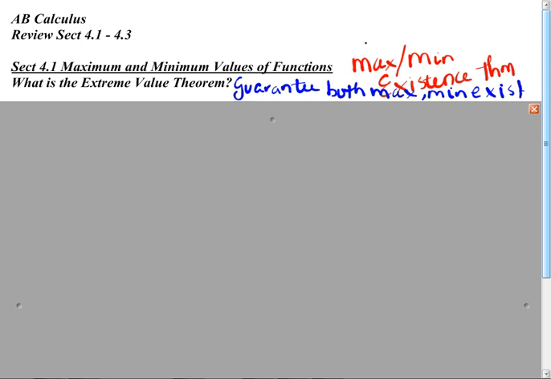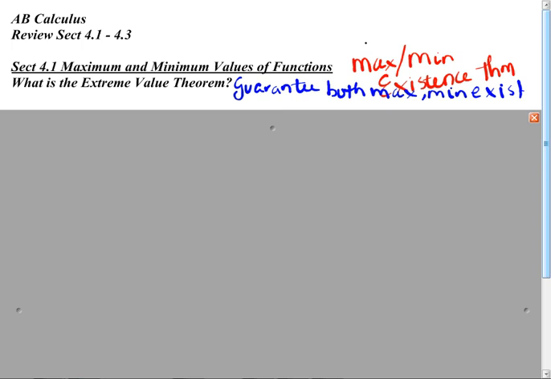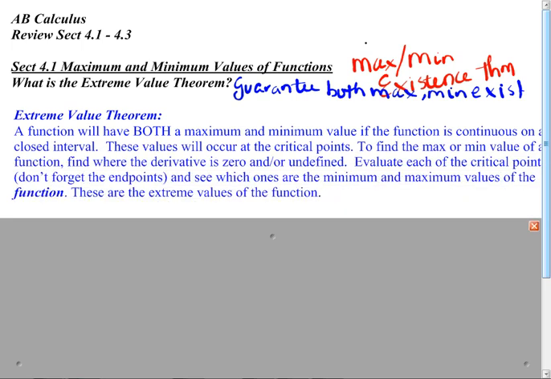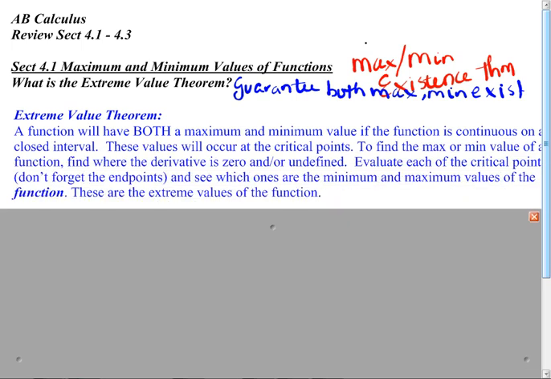And what has to be the conditions? The function has to be continuous on a closed interval. Then we guarantee it. Okay, there it is. A function will have both a maximum and minimum value if the function is continuous on a closed interval. The highlighting pieces are the ones you really need.